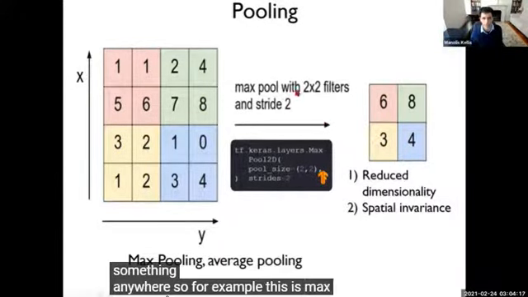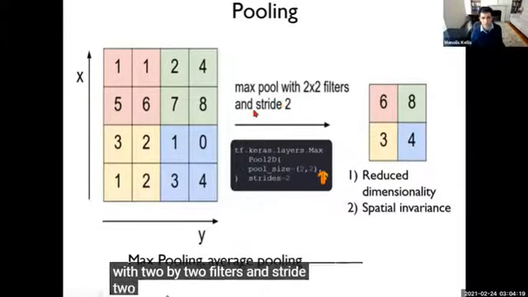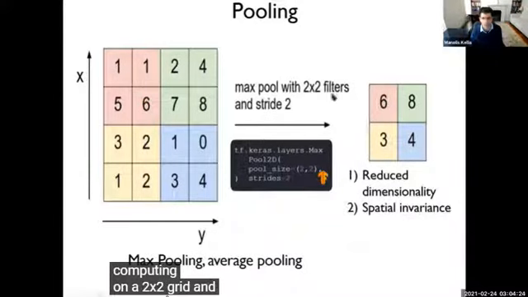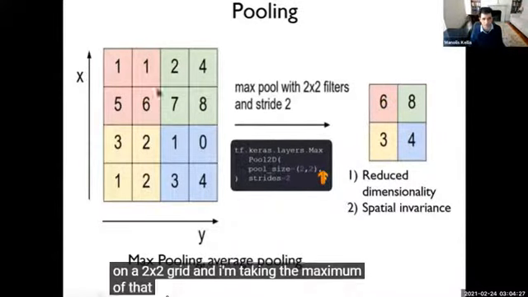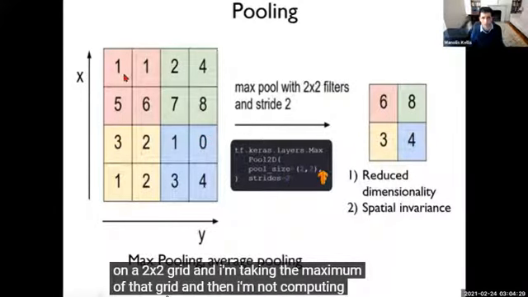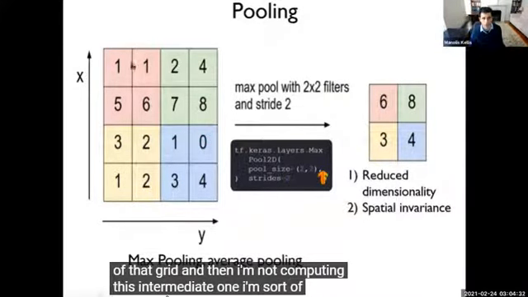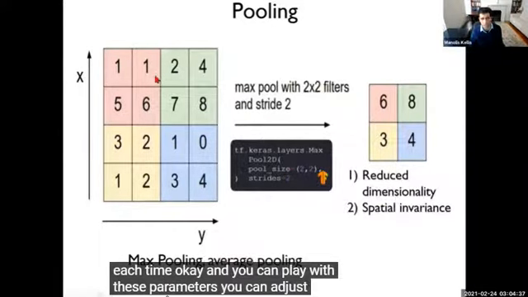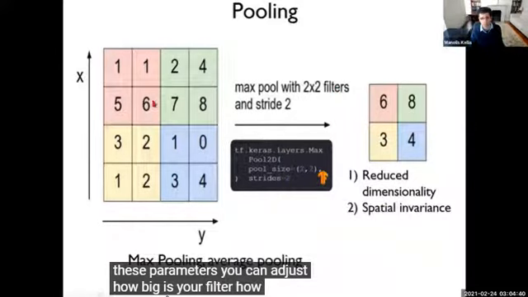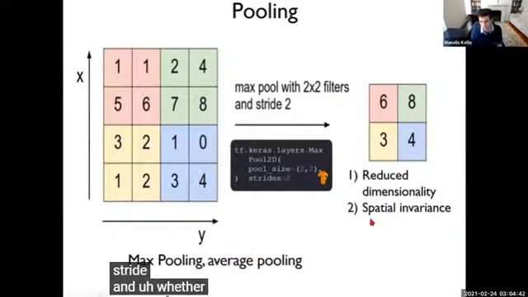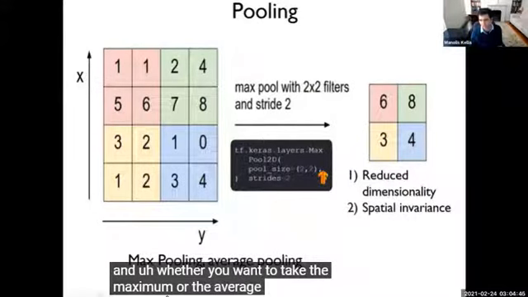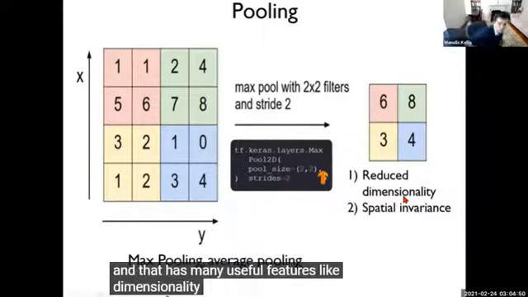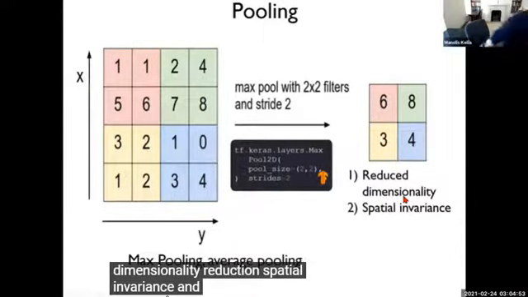So for example, this is max pool with 2x2 filters and stride 2. So that basically means that I'm computing on a 2x2 grid, and I'm taking the maximum of that grid. And then I'm not computing this intermediate one. I'm sort of jumping by 2 each time, okay? And you can play with these parameters. You can adjust how big is your filter, how big is your stride, and whether you want to take the maximum or the average. And that has many useful features like dimensionality reduction, spatial invariance, and so on and so forth.